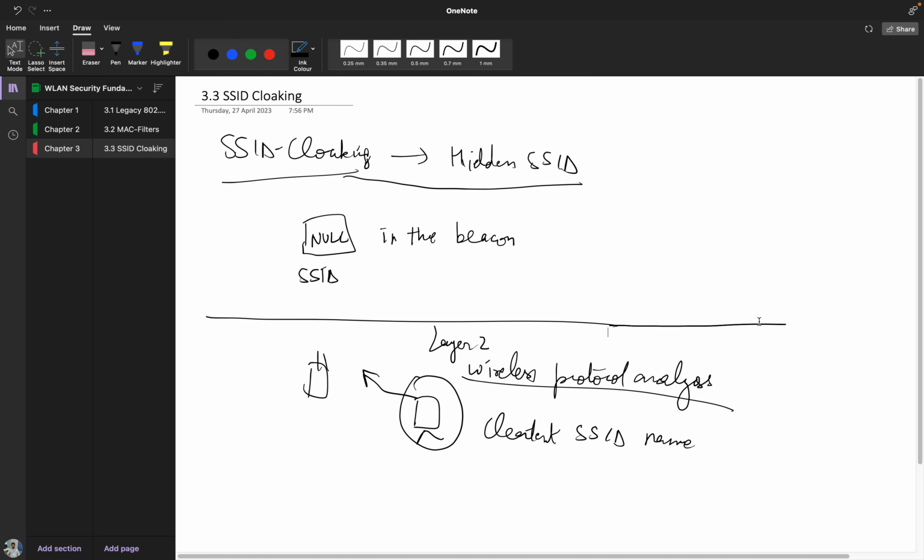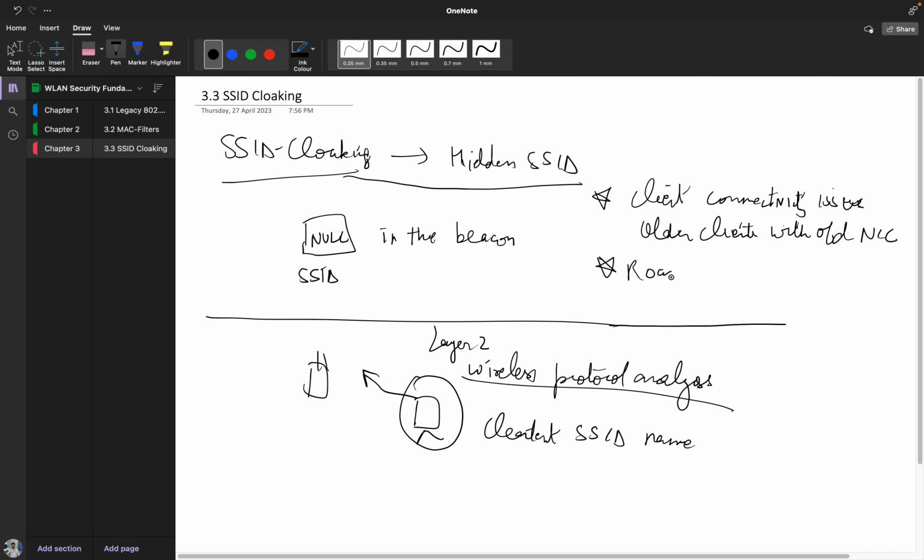There are other reasons also why this should not be done. When SSIDs are hidden, there can be client connectivity problems. Issues can come up, especially with older clients with old Wi-Fi NIC cards. Okay, the other problem that can come is a roaming issue.